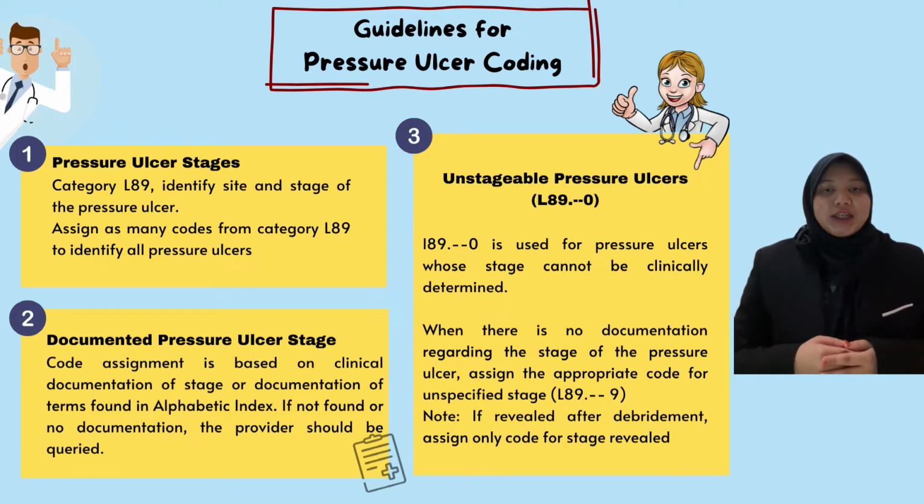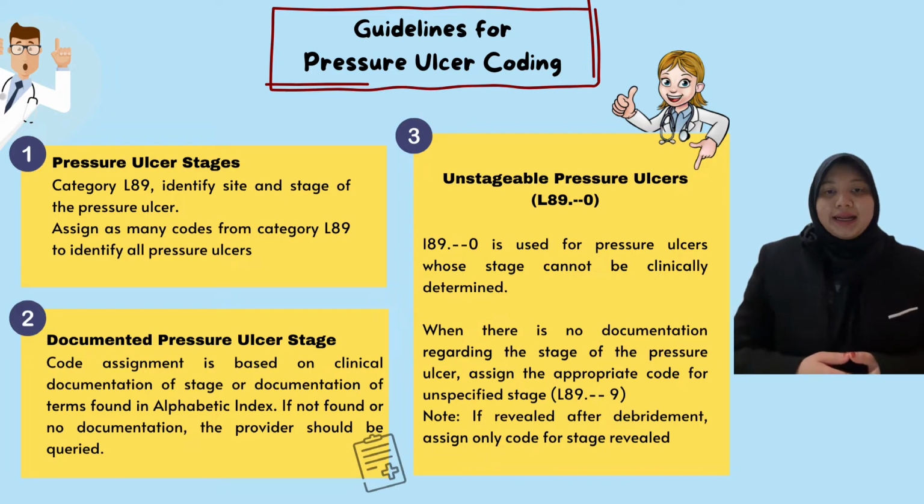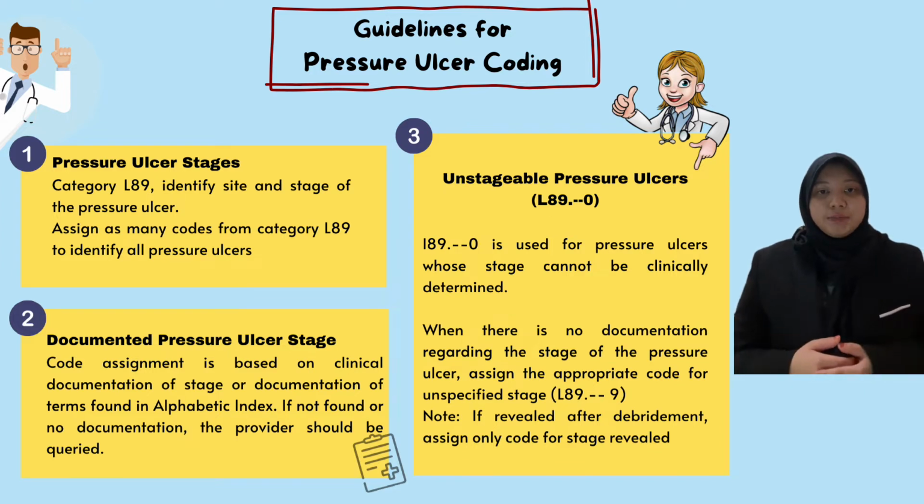A. Pressure ulcer stage codes. First, pressure ulcer stage codes in category L89. Pressure ulcer: identify the site and stage of the pressure ulcer. The ICD-10-CM classifies pressure ulcer stages based on severity, which is designated by stages 1 to 4, deep tissue pressure injuries, unspecified stage, and unstageable. Assign as many codes from category L89 as needed to identify all the pressure ulcers the patient has.